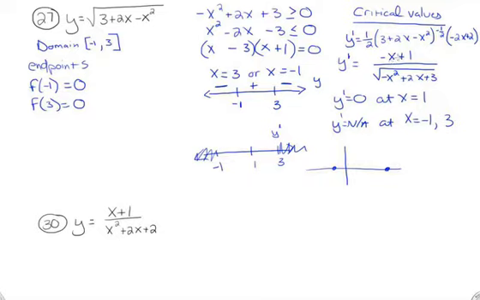I plug in 2, and on top I get a negative number. On the bottom, well, I've already plugged in 2 to this function before, right? It's just my original function. And when I plug in 2 to it, I get a positive number. Or I could just do it again if I'm not sure. If you plug in 2, I get -4, plus 4 is 0, plus 3 is 3, a positive. So my sign chart shows a negative value.